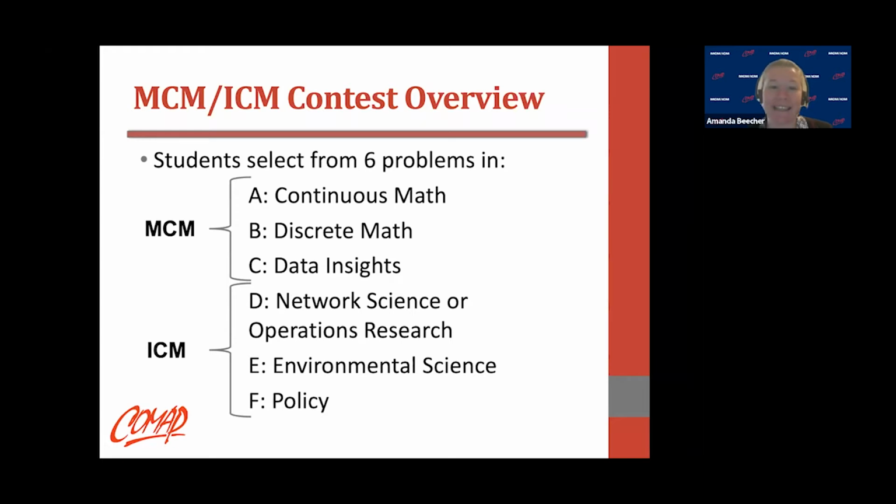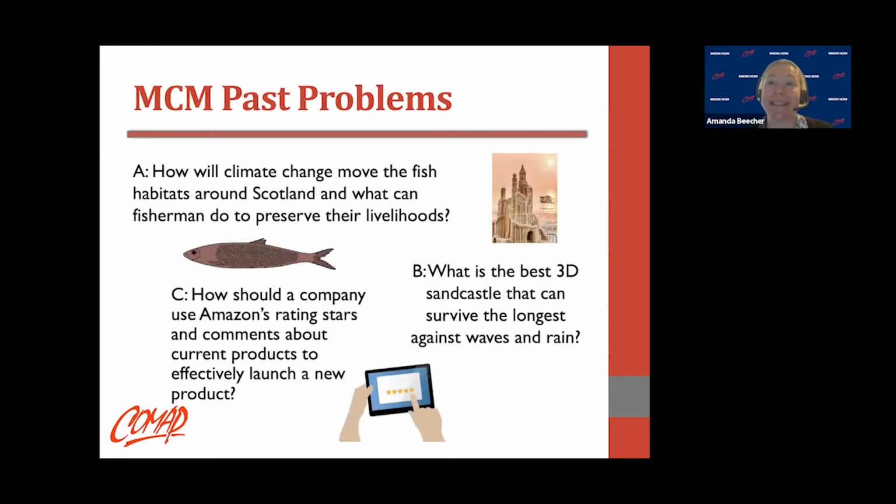And F is policy. And so just to give you an idea of some of the types of problems we've asked in the past, we could ask things like, how does climate change affect fish migration, and consequently, how do fishermen have to change their ways of fishing to continue to preserve their livelihood? So that's an example of an A problem. B, a couple of years ago, we had them build sandcastles, not literally, but figuratively. We asked what shape or type of structure would actually survive the longest in different weather and wave conditions.